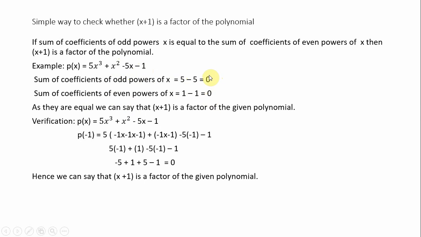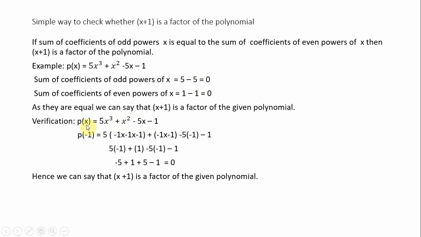As those two are equal, that is sufficient. It need not be equal to 0. If they are equal, then we say that x plus 1 is a factor of the given polynomial. So here p of x is equal to 5x cube plus x square minus 5x minus 1.